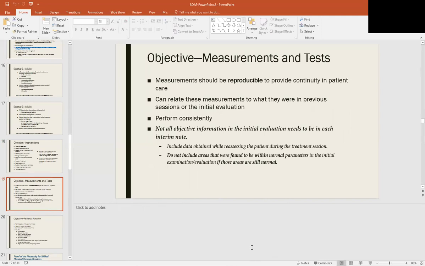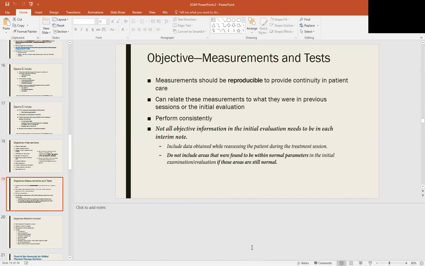Okay, in the objective section, you will include measurements and tests. And as I've been telling you guys, we're going to be doing a whole session on outcome testing and measurements, but we'll get into that a little bit more. One measurement that you guys already know how to do is goniometry and manual muscle testing. You also are able to measure how far people are walking, that type of thing.